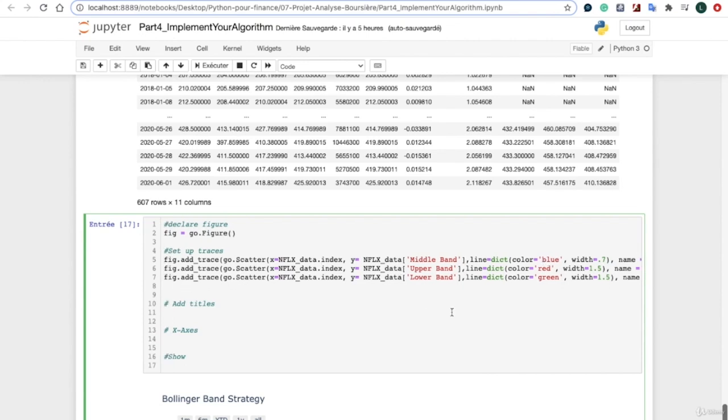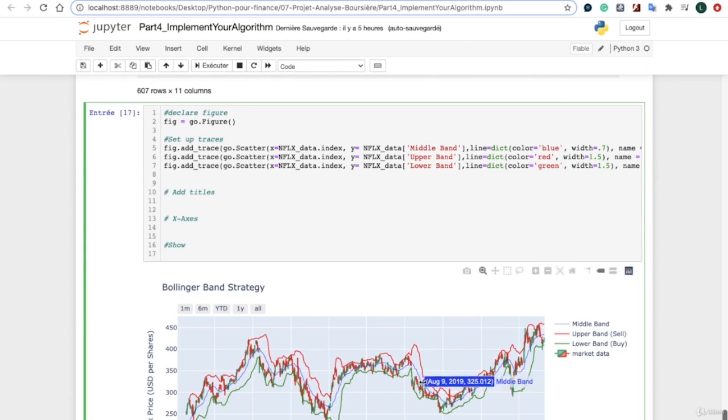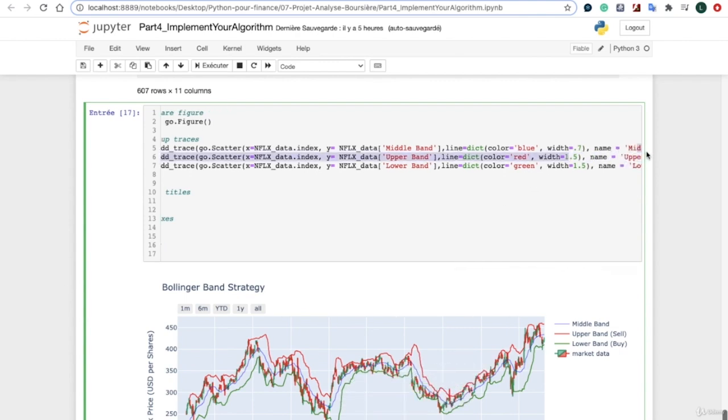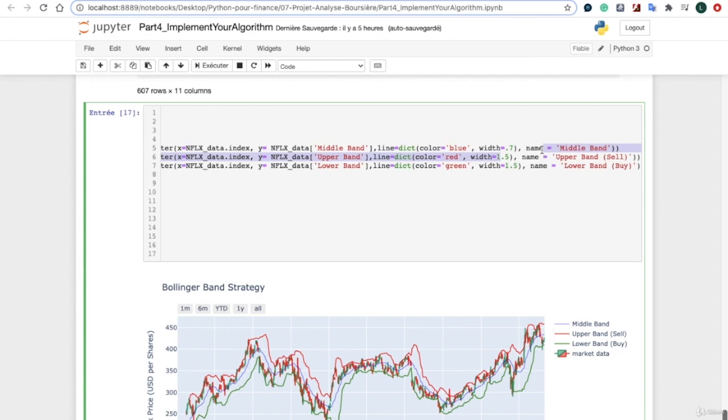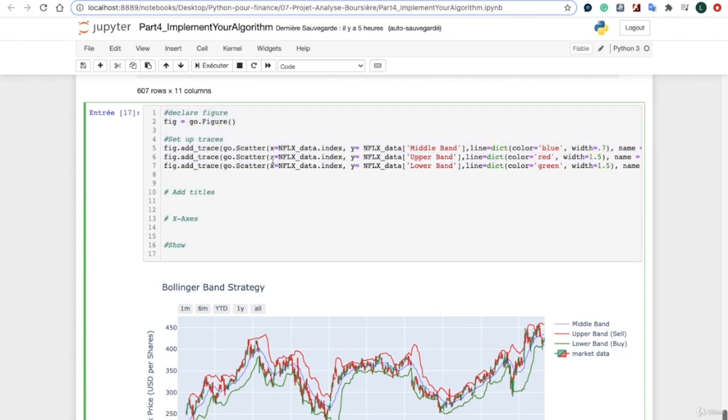Okay, concerning my side, I did on purpose change the width of the line. Something very light concerning the middle band, which is going to be the average, and concerning the upper and lower band, I want them to be highlighted. That's why I chose to have a double width. After that, you will have to plot a candlestick with the actual market data.